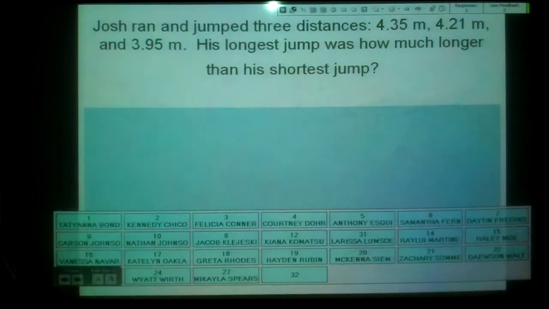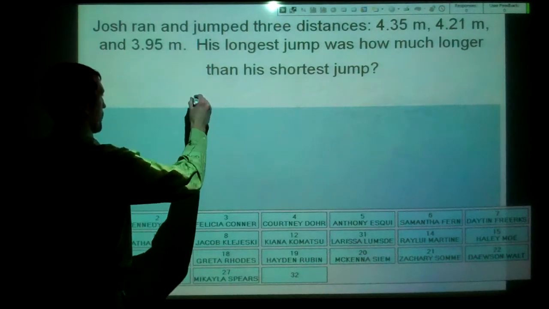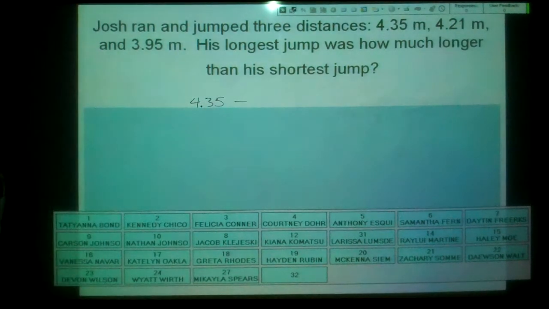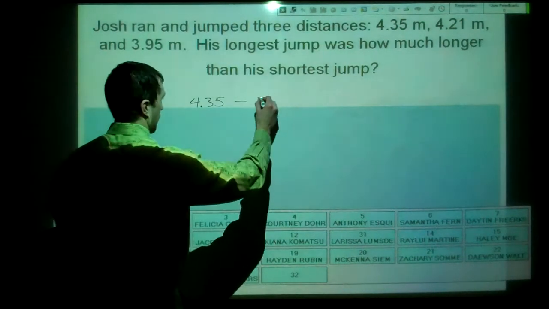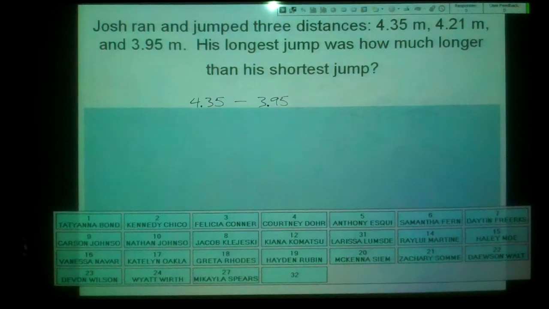Alright. Next problem. Josh ran and jumped 3 distances: 4.35 meters, 4.21 meters, and 3.95 meters. His longest jump was how much longer than his shortest jump? I won't go through and solve this one, but our longest jump was 4.35, and we're going to take that away from our shortest jump, which is 3.95. So if we do 4.35 minus 3.95, we should get how much further this jump was than his shortest one.